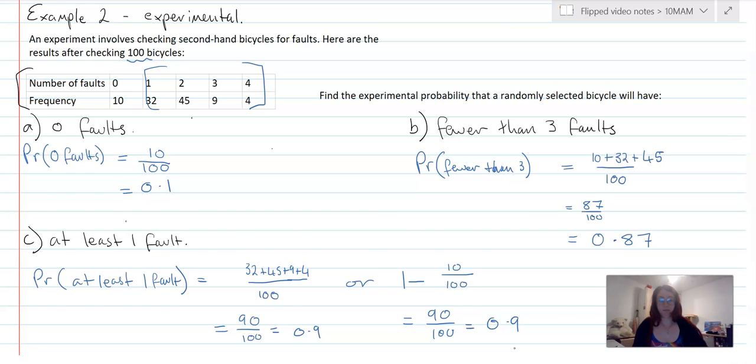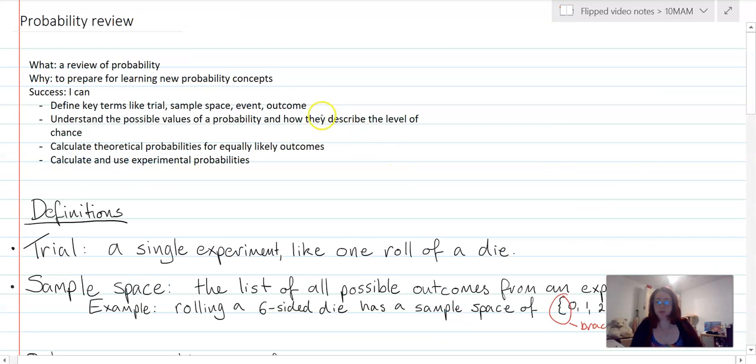So going back up to our success criteria here, we can define those key terms. We can understand the possible values of probability between 0 and 1 and how they describe levels of chance between impossible and certain. We can calculate our theoretical probabilities, and we can calculate experimental probabilities. Probability review done.